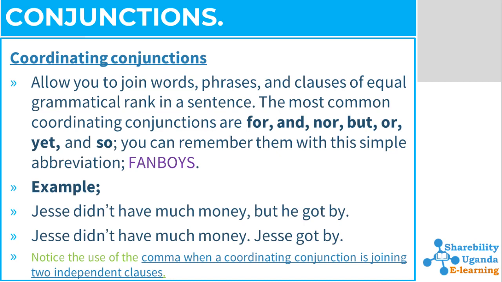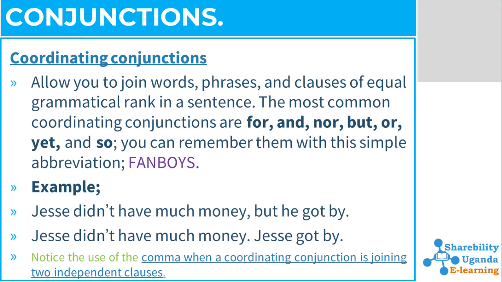This type of conjunction is used to connect items that are grammatically equal: two words, two phrases, or two independent clauses. There are 7 coordinating conjunctions in English, and you can remember them using the mnemonic device, or a simple abbreviation that I made, FANBOYS. And these include for, and, nor, but, or, yet, and so.